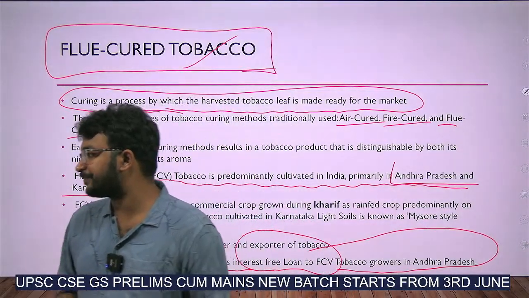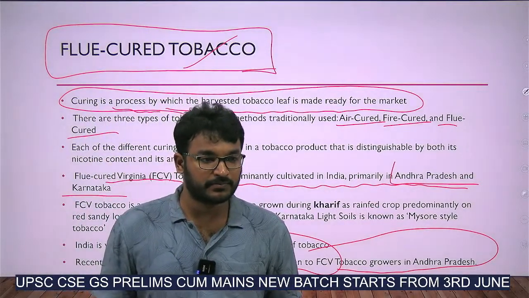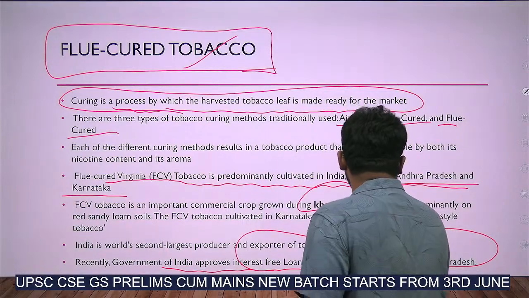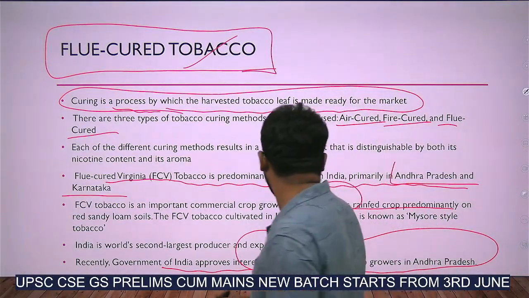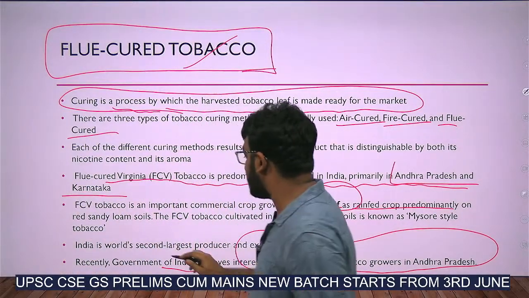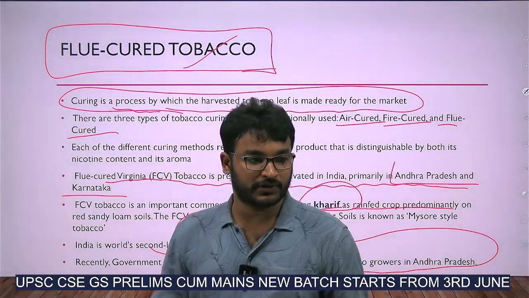Online students, is it a rabi crop or kharif crop? Yes, it is a kharif crop, since it is a rain fed crop. Okay. And India is the world's second largest producer and exporter of tobacco. Okay.